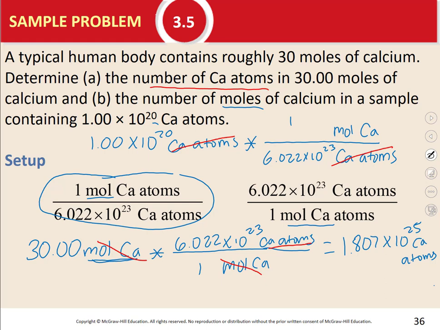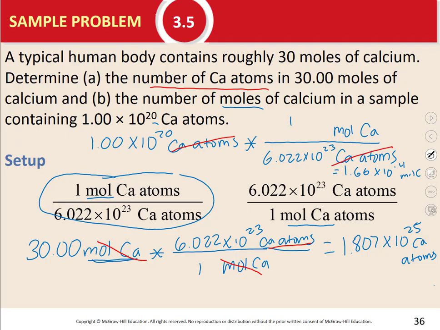I'm getting 1.66 times 10 to the negative 4th. Getting that? And now we're in moles of calcium. Moles of calcium. There you go. Once you put that in scientific notation, that's 10 to the negative 4th.